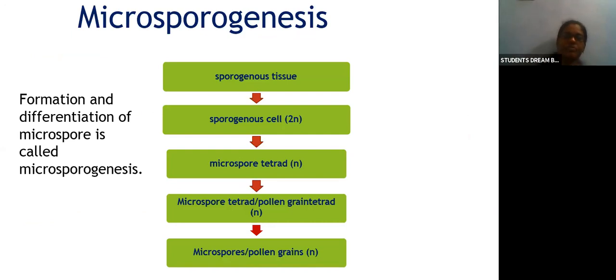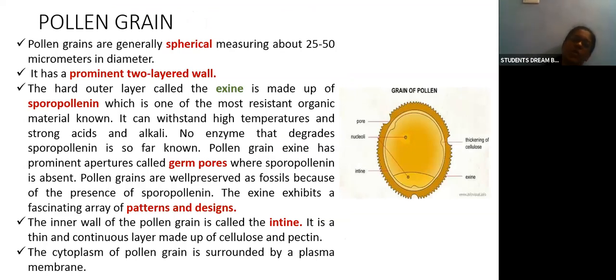Okay. Now we'll see about the pollen grain. What are its structures? What are its layers? Everything. So what is a pollen grain? How will it be? It will be generally spherical in shape. Round, spherical. In measurement, it is generally 25 to 50 micrometers in diameter. And it will have a prominent two-layered wall. The outer layer, the hard outer layer, is the exine.